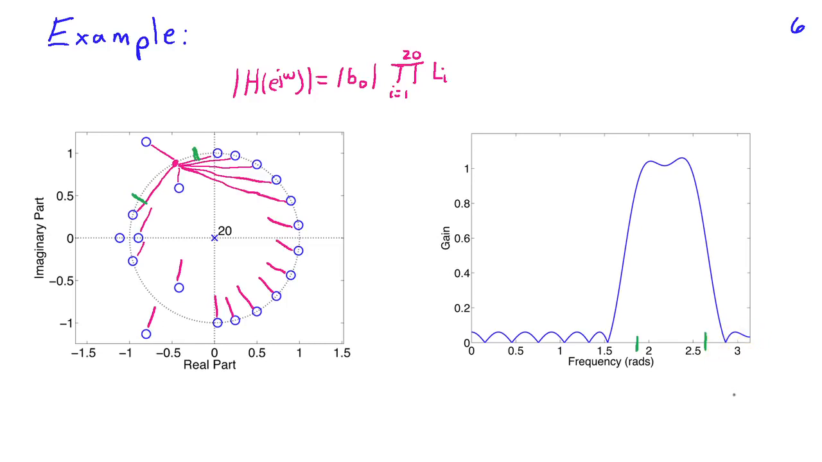So there's a lot of intuition that can be gained by understanding how the poles and zeros affect the frequency response magnitude. You can also study how the poles and zeros affect the frequency response phase, but the analysis is quite a bit more complicated and consequently not as insightful.